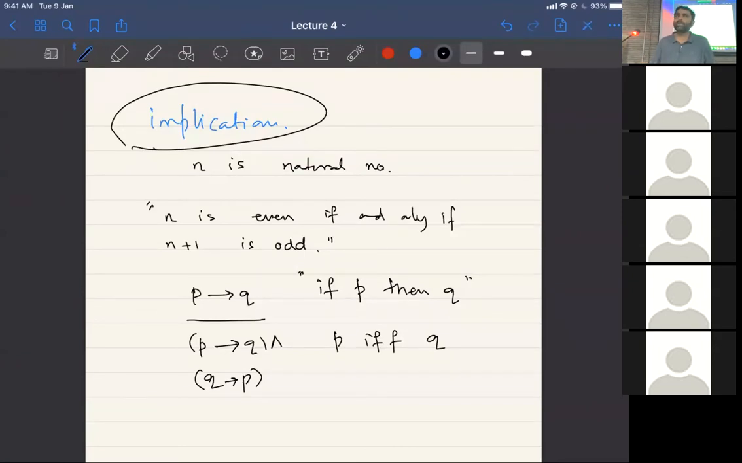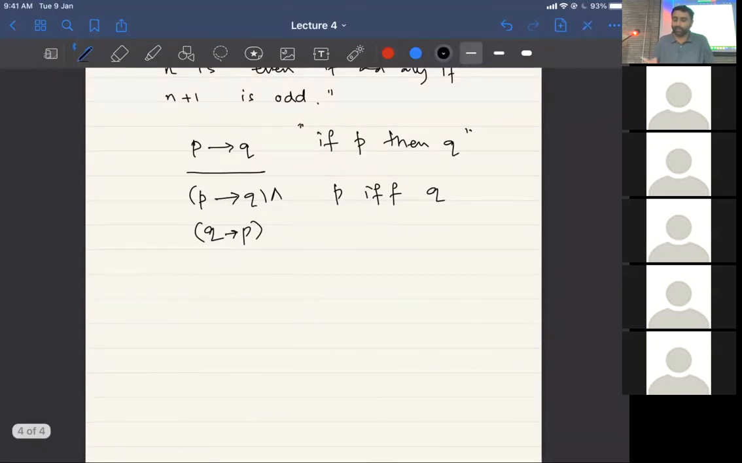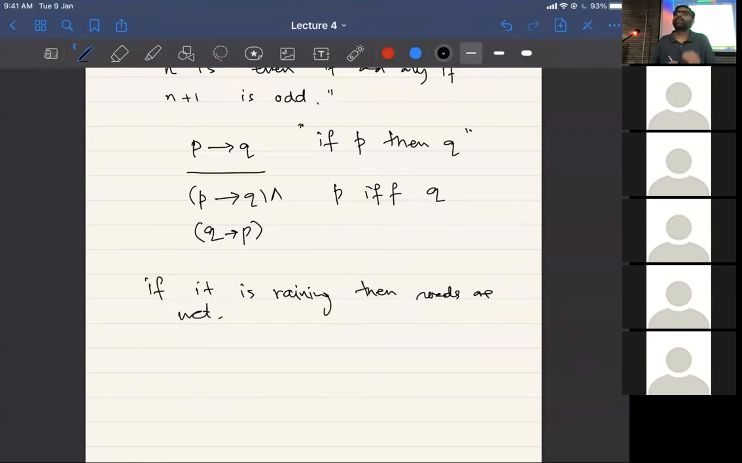So let me give you an example which is not from math, and maybe it will clear some ideas. For example, I can write, if it is raining, then roads are wet, right? So this is just a one-directional implication. If it is raining, then roads are wet. It does not say anything about if the roads are wet, then it is raining. So it is just P implies Q, it is not Q implies P, okay? So some statements are like this, some statements have if and only if.